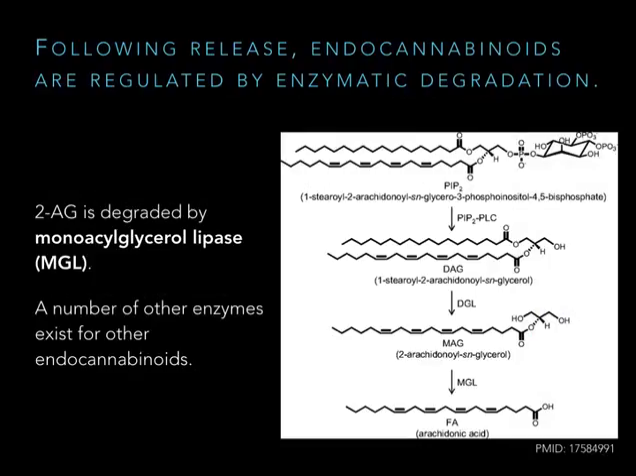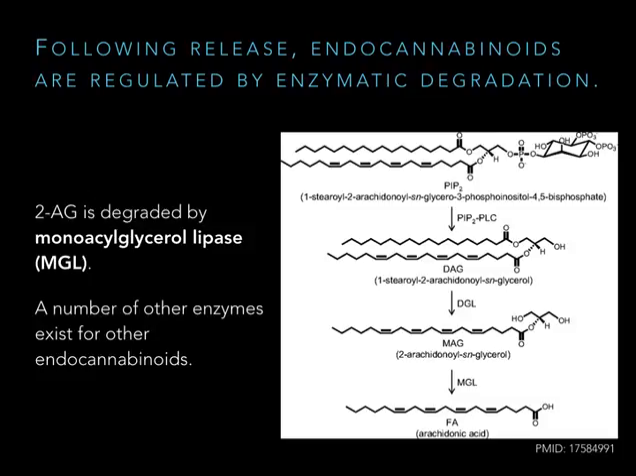After they're released, cannabinoids are going to be broken down. Since we can't really reuptake cannabinoids because they freely move through the membrane, our only option here is to break them down. So 2-AG is going to be degraded by monoacylglycerol lipase, so MGL there. And there are a number of other cannabinoids and other enzymes that regulate them, but that's the basics of it.